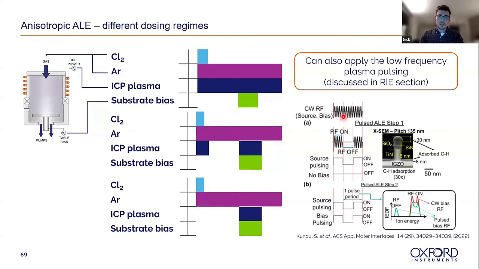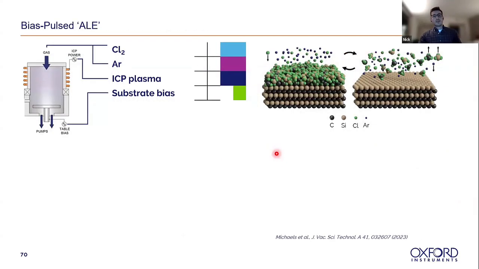People are also looking at low frequency pulsing for ALE. I mentioned it for reactive ion etching, but there's a very nice paper from IMEC where they go into some of the detail of how low frequency pulsing during your plasma can be a very powerful tool for controlling etch as well. We at Oxford Instruments quite often look at bias pulsed ALE.